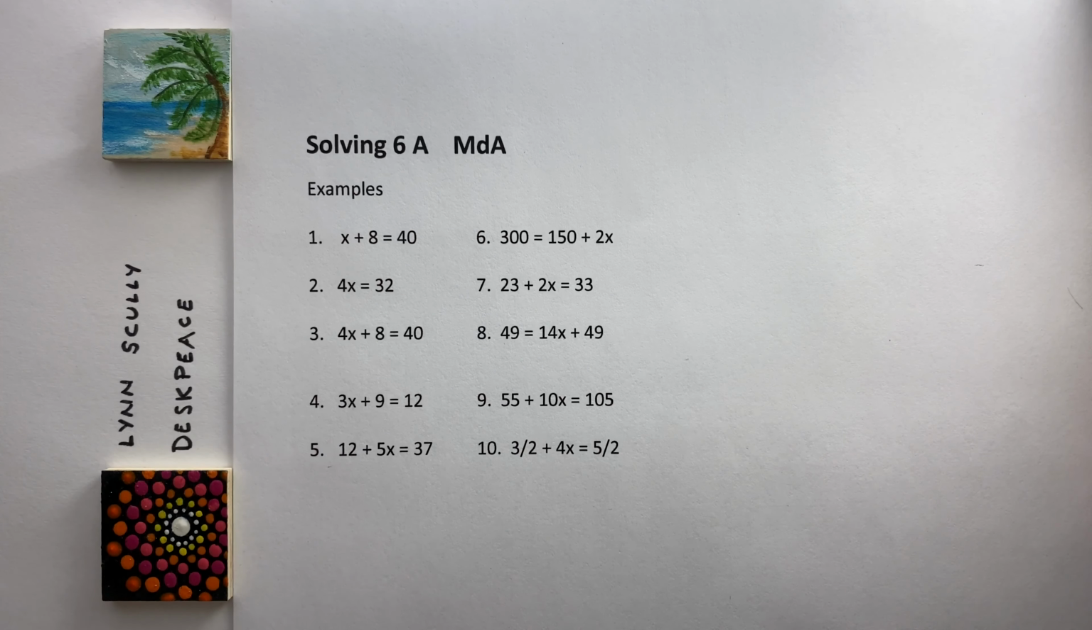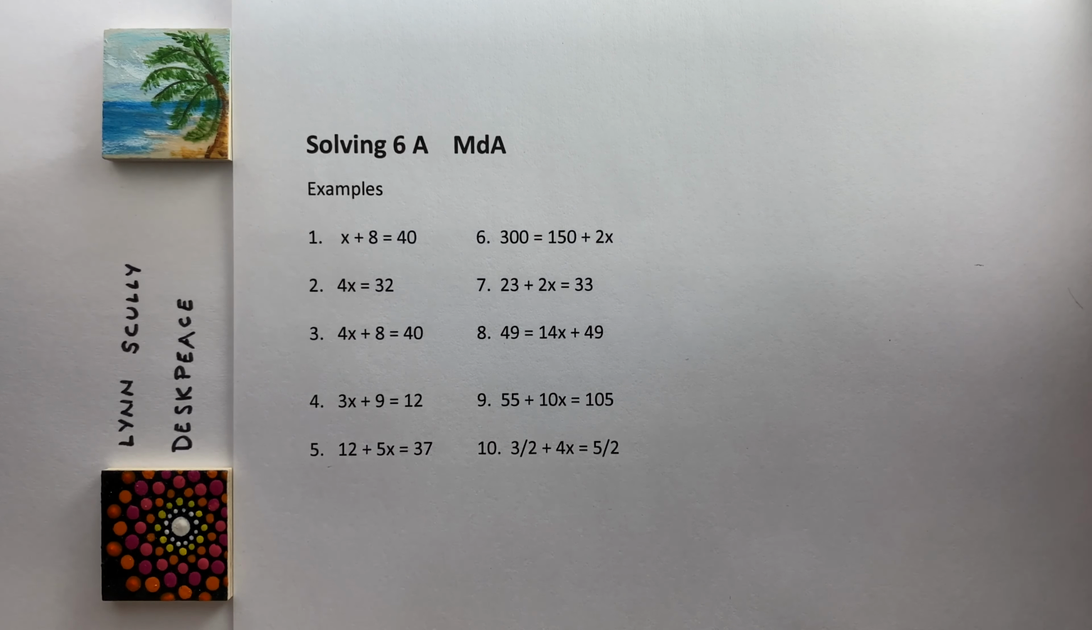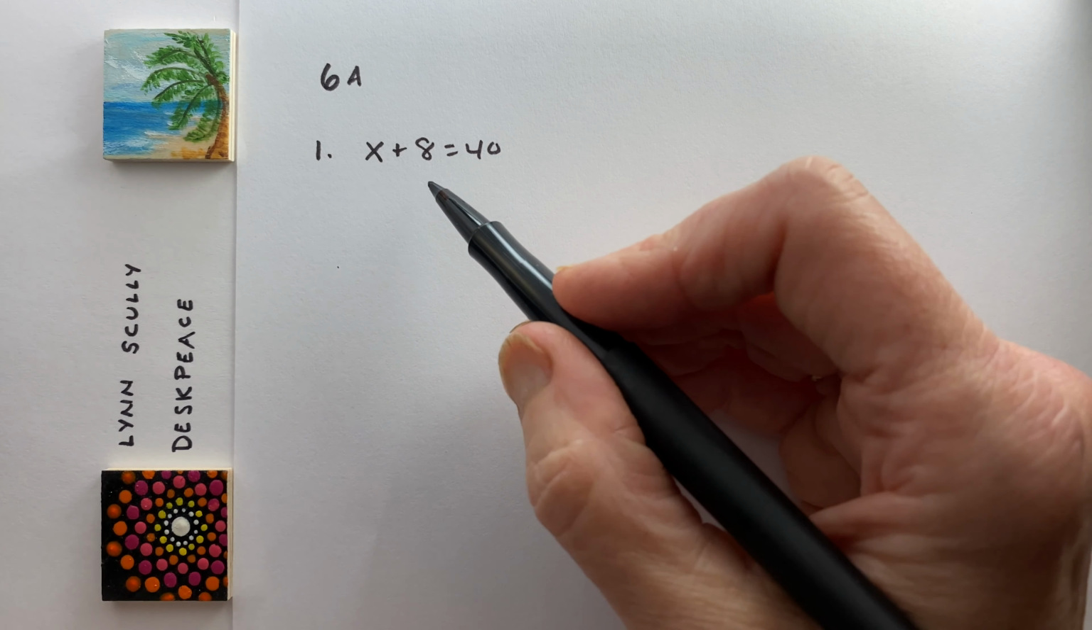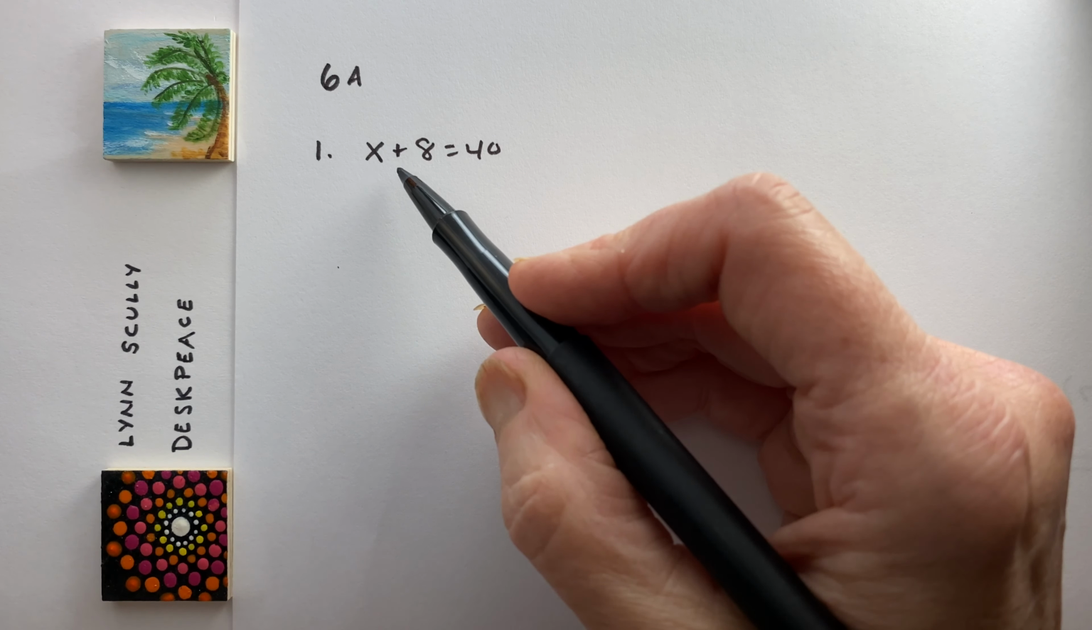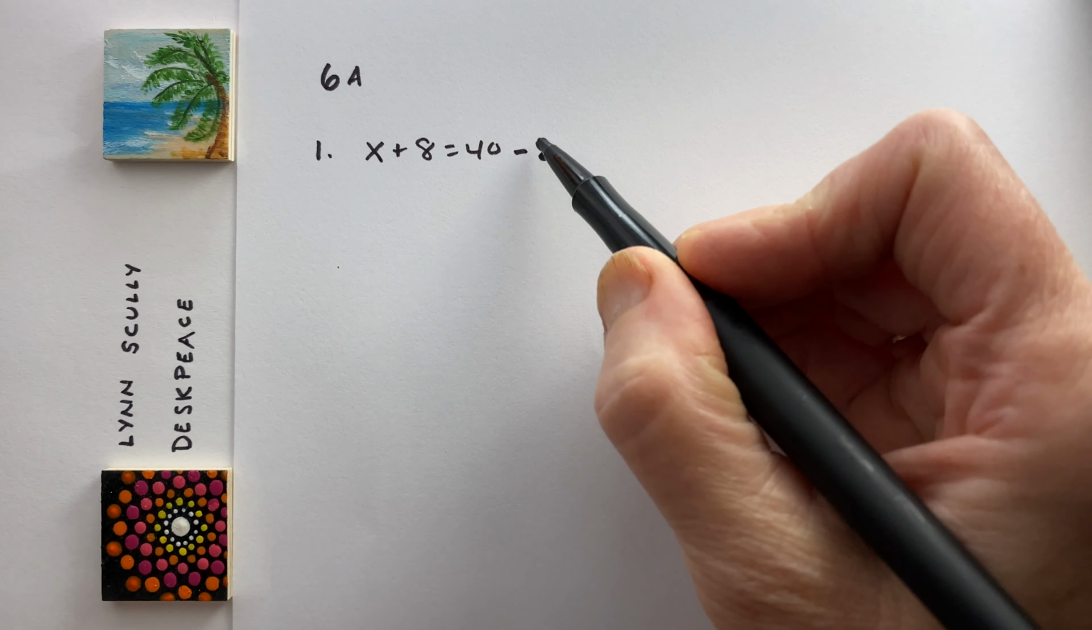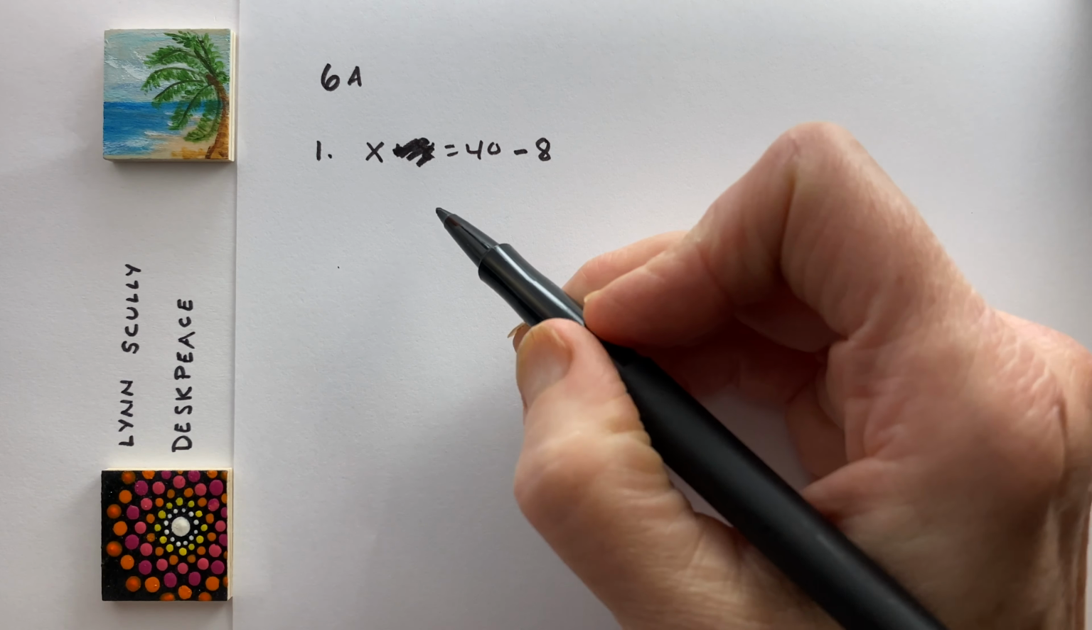Solving 6a, undoing both multiplication and addition to get the unknown alone. Take a screenshot, get out your pencil and paper, and follow along with me. Number 1, x plus 8 equals 40. I want to get x alone. 8 is attached by addition, move it by subtraction to the other side of the equal sign.